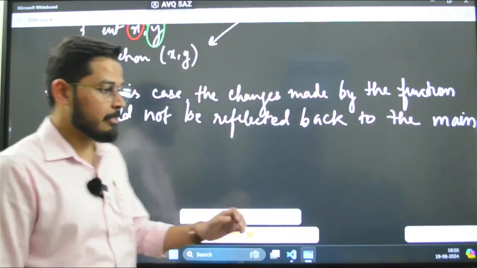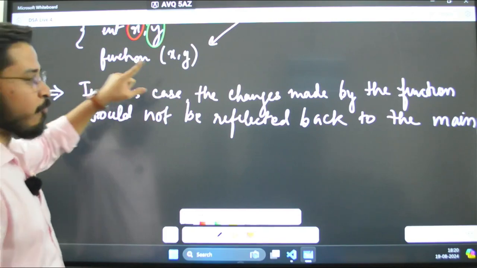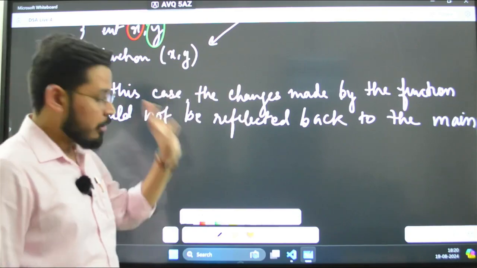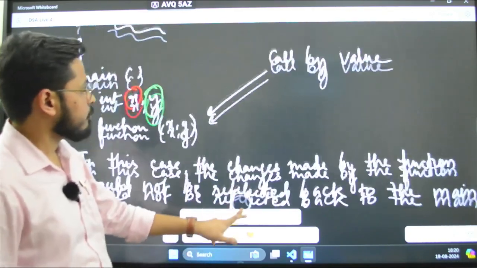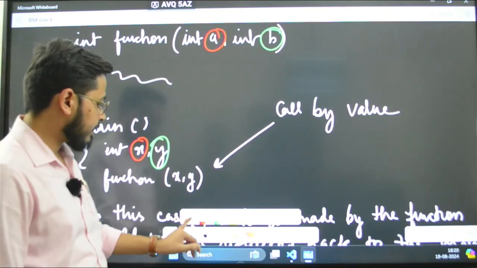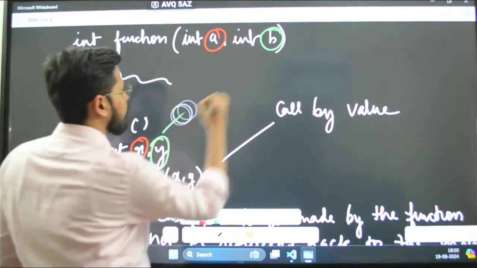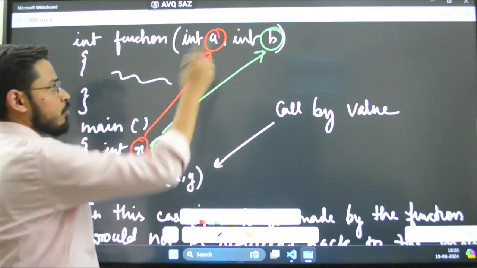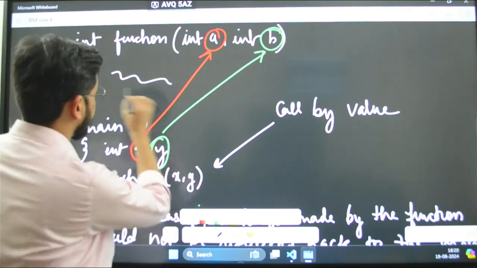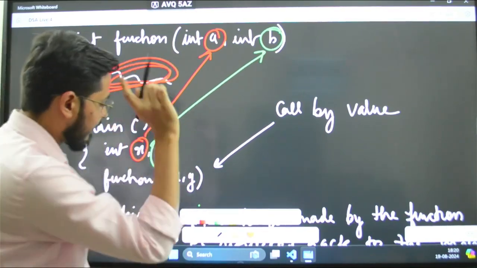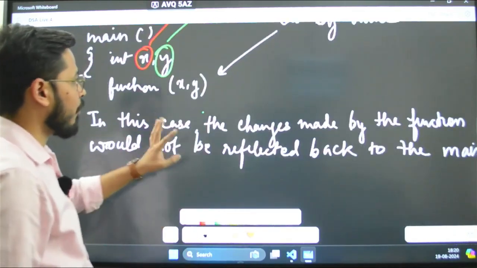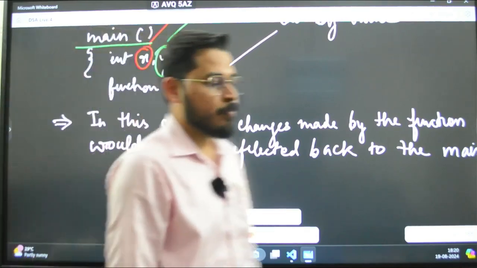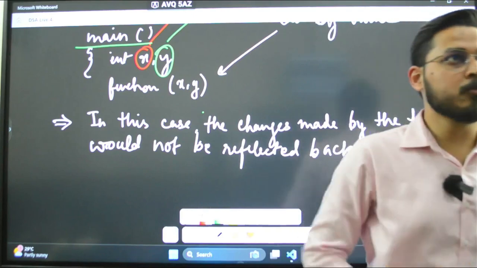What I mean to say is that whatever value I have passed here, those values will go up there. In this case, x will go to this a and y will go to this b. But any change made here will not be reflected back to your main function. This is the point to note here.